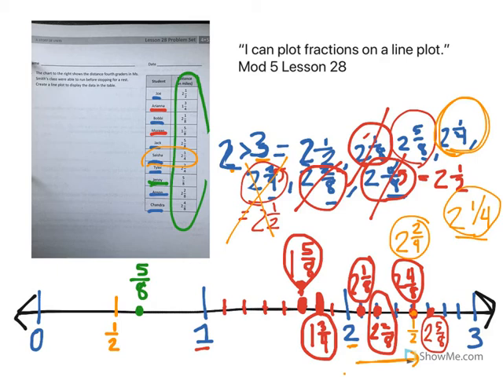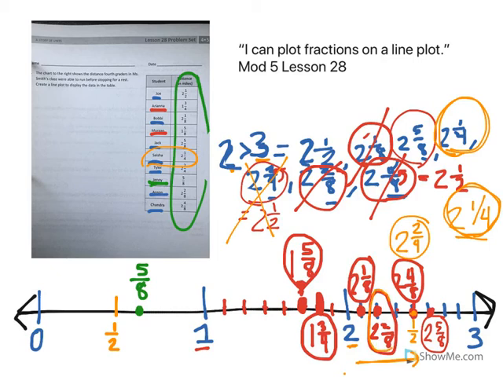2 and 1/8. Well, if I have a pizza and it's divided into 8 pieces, and I only have one of those, that's pretty small. If I have a pizza and it's divided into fourths, and I have 1/4, that piece is going to be greater. Okay, so it's greater than 2 and 1/8, so I can keep going.